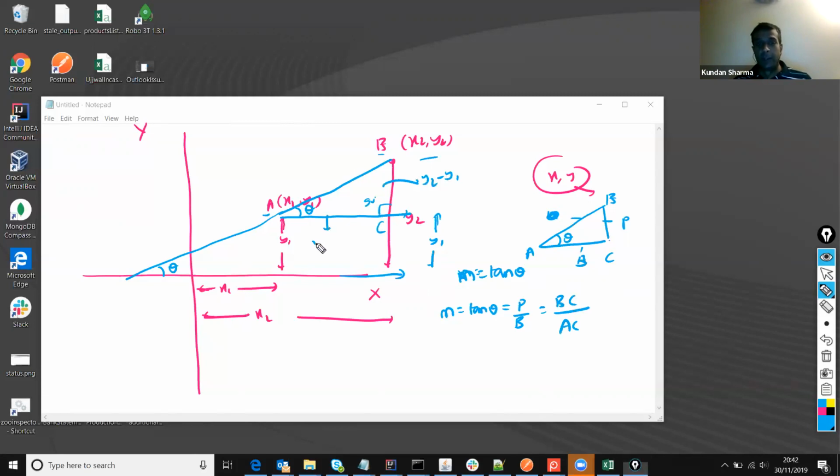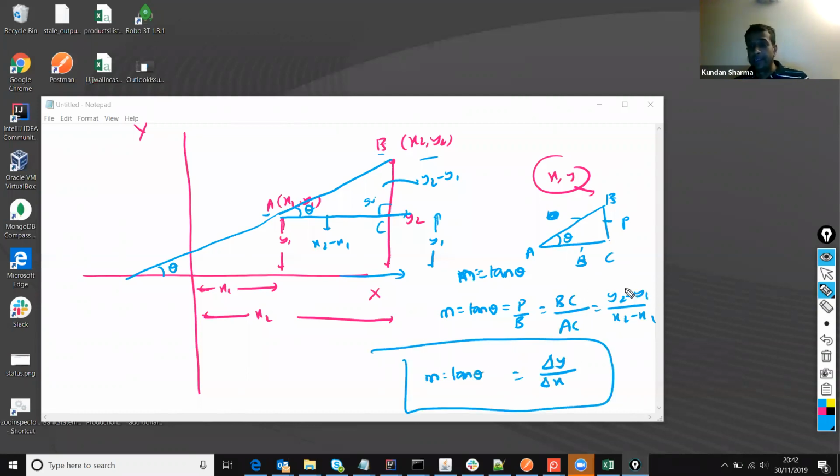So this distance is going to be x2 minus x1. So this BC will be y2 minus y1 divided by x2 minus x1. Is it clear? Yes. Okay. So y2 minus y1, we can say that this is a difference in y coordinate. So I can say delta y divided by delta x. This is called slope of a line, right?